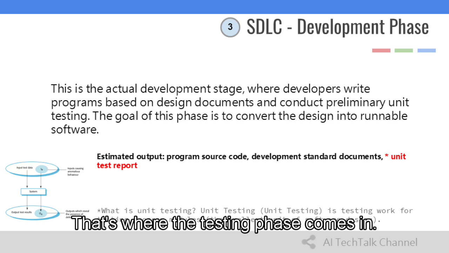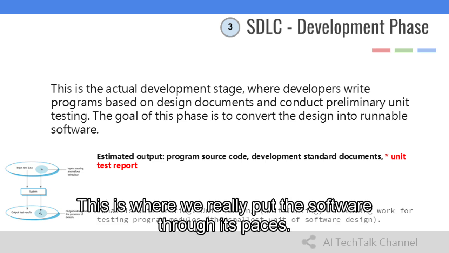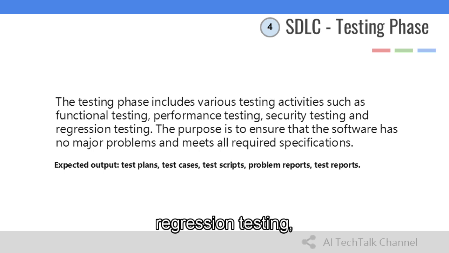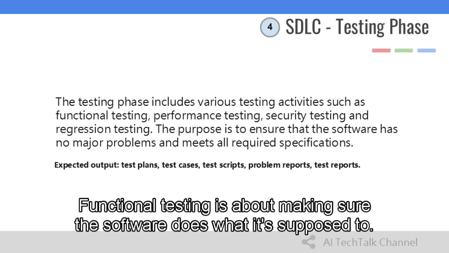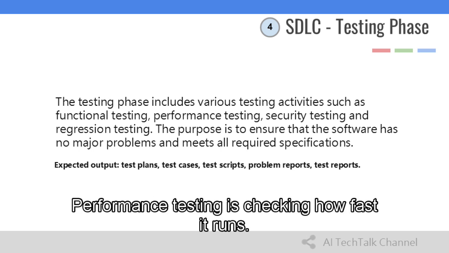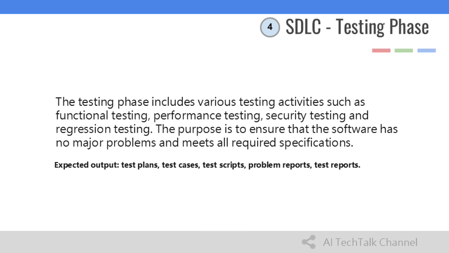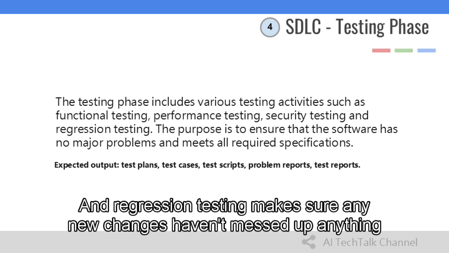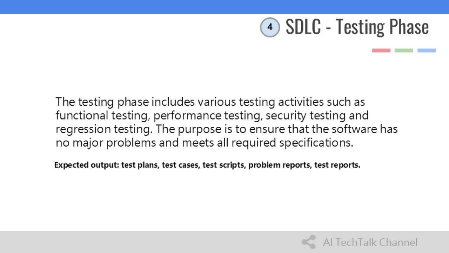And once everything is built, you've got to make sure it works perfectly. That's where the testing phase comes in. This is where we really put the software through its paces. We're talking functional testing, performance testing, security testing, regression testing, all kinds of tests. What are all those different tests? Functional testing is about making sure the software does what it's supposed to. Performance testing is checking how fast it runs. Security testing is looking for any vulnerabilities. And regression testing makes sure any new changes haven't messed up anything that was already working.